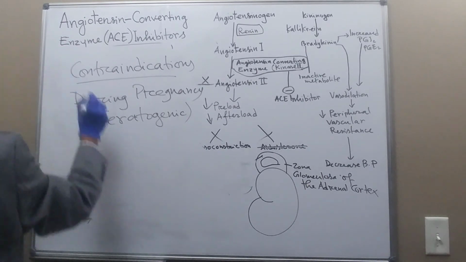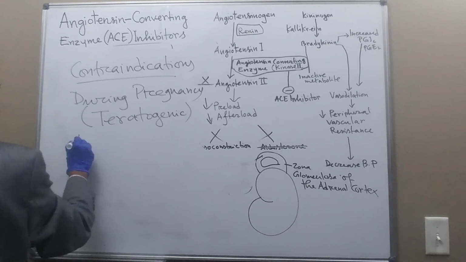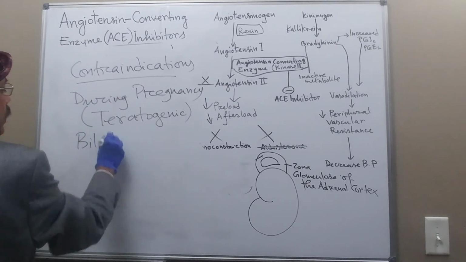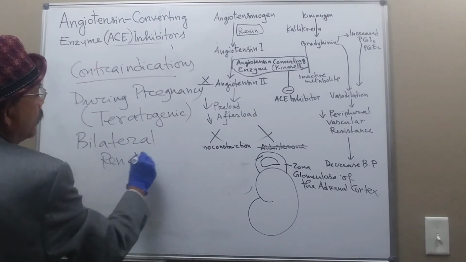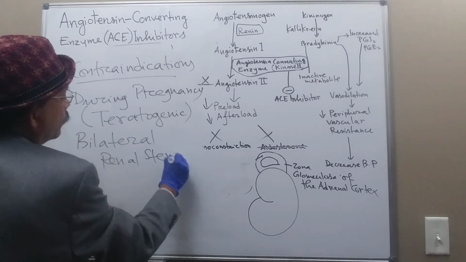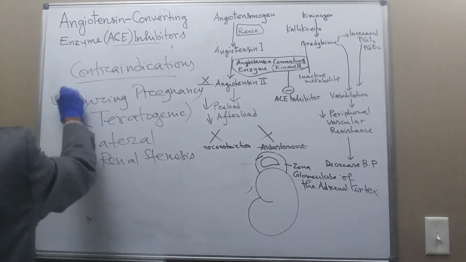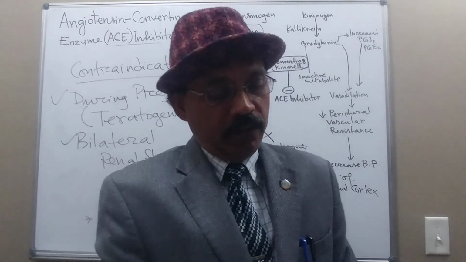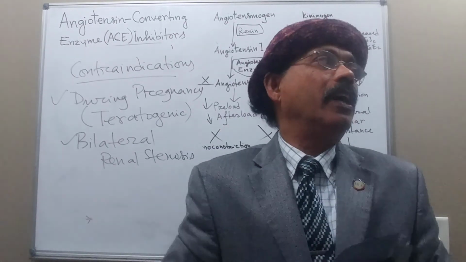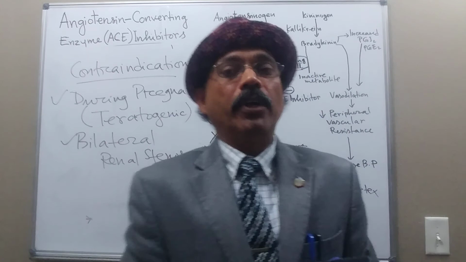Another one is that it is contraindicated in bilateral renal stenosis. So these two are contraindicated. And that's all about the ACE inhibitor and the angiotensin 2 receptor antagonist.